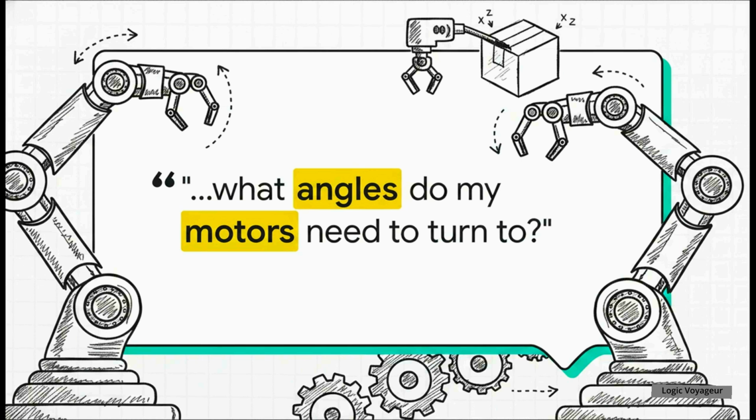You see, you don't usually tell a robot how to turn its motors. Instead, you tell it where a part is sitting on the assembly line, and the robot has to figure out the exact motor angles required to get its gripper to that precise XYZ coordinate.